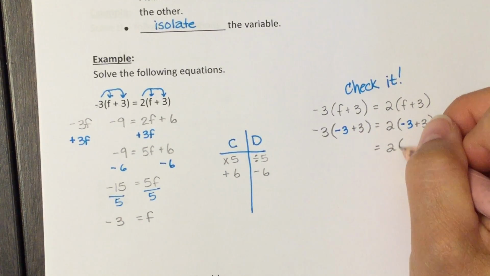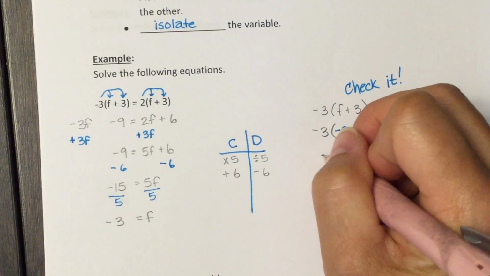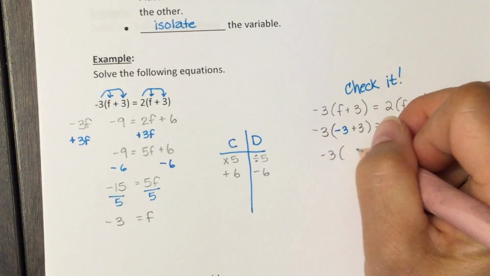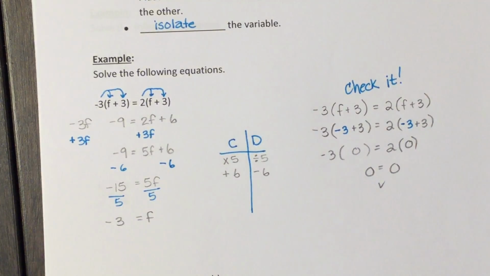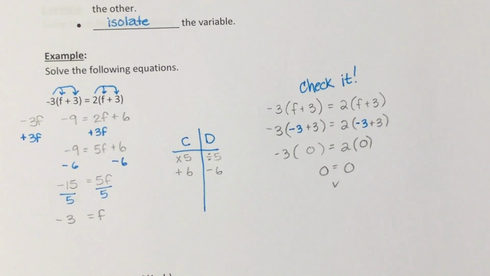So I get 2 times 0, and I get minus 3 times 0, so that's 0 again. 0 equals 0. Right on. Don't see that very often. Okay, let's try the next one.